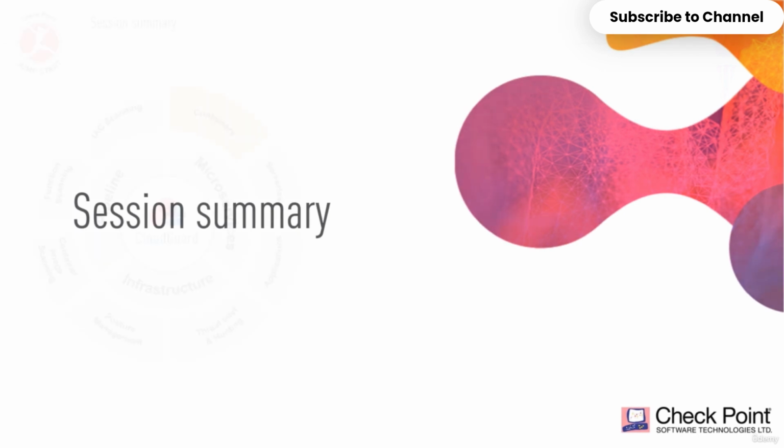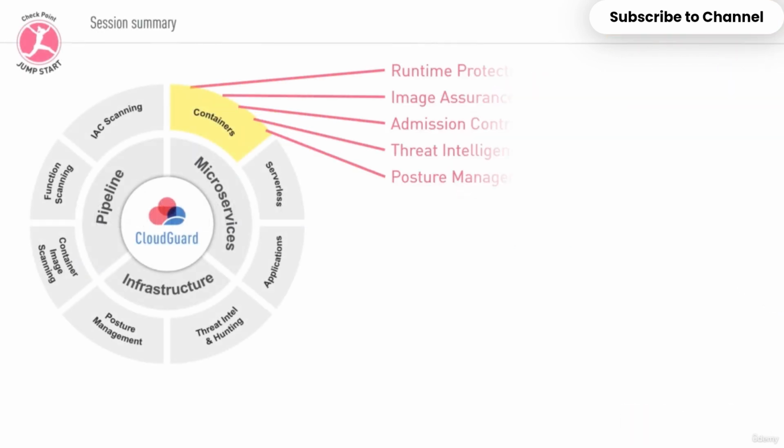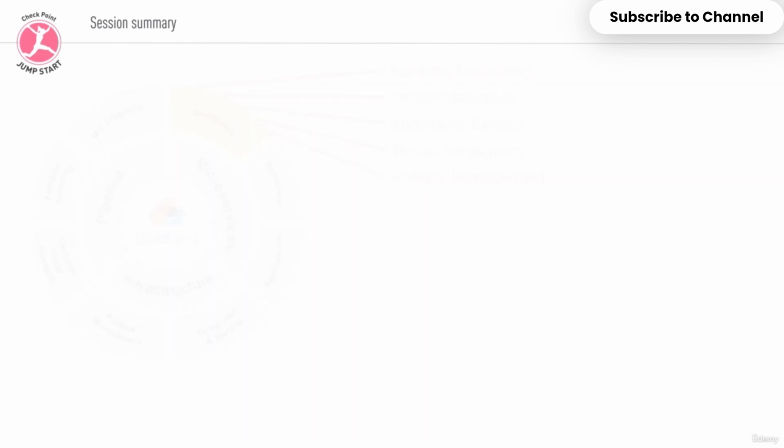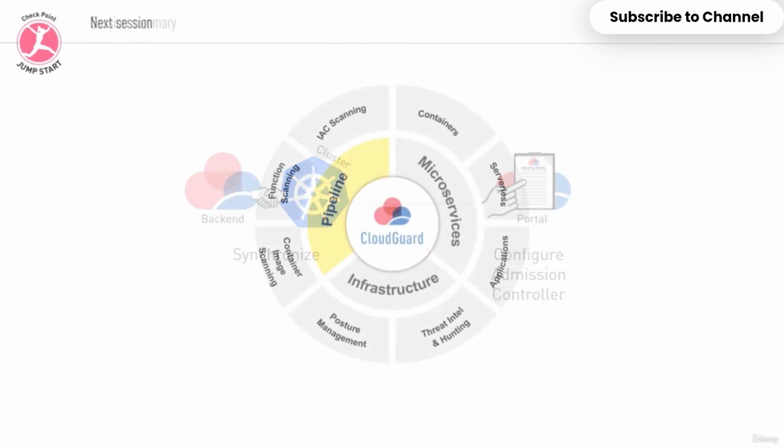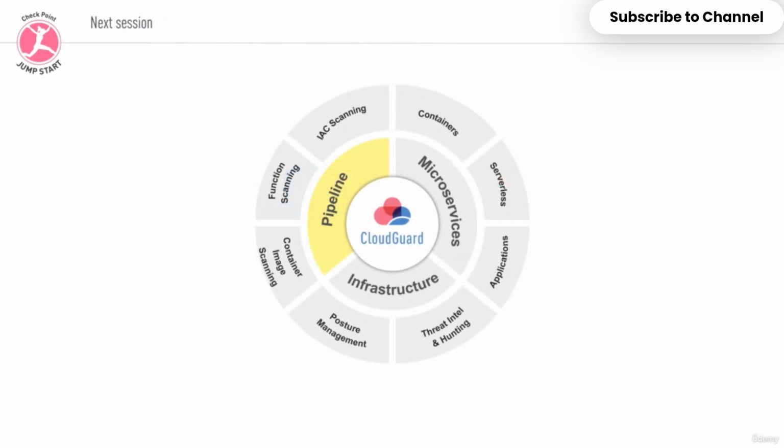And there you have it. We've gone through the CloudGuard components protecting containers, as well as the easy and straightforward process of deploying this solution onto a Kubernetes cluster. In our next session, we'll explore the shift-left concept of protecting workloads during the CI/CD pipeline process before they are deployed. Thank you for taking this lesson. I hope you enjoyed it, and I'll see you in the next one.